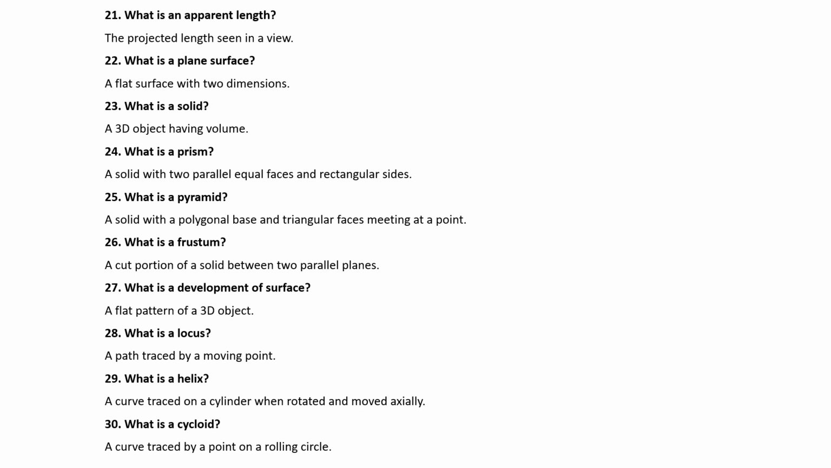27. What is a development of surface? A flat pattern of a 3D object. 28. What is a locus? A path traced by a moving point. 29. What is a helix? A curve traced on a cylinder when rotated and moved axially. 30. What is a cycloid? A curve traced by a point on a rolling circle.